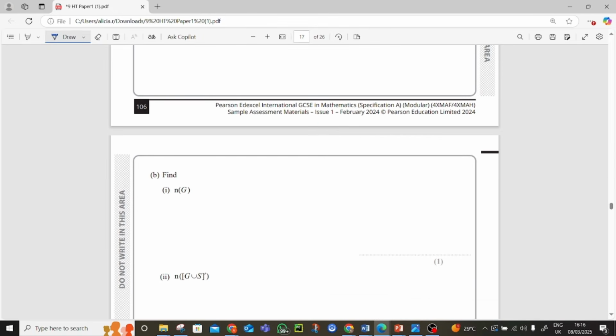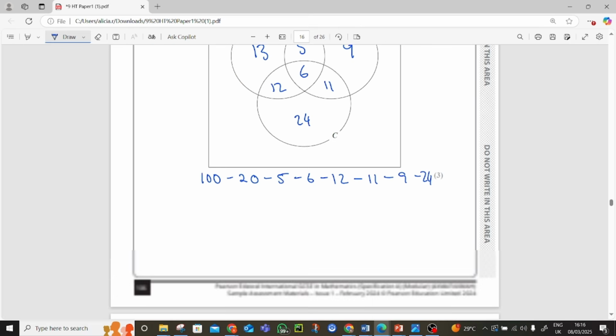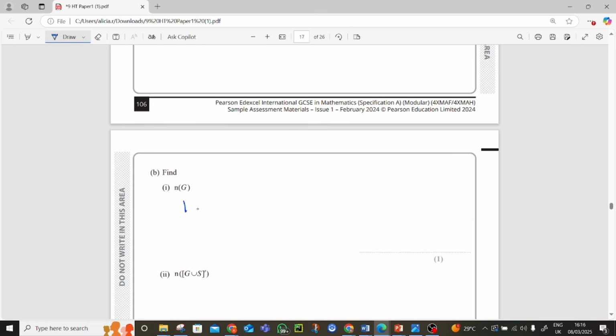Okay, now we have some questions. The number of farmers that have goats. So the number of farmers that have goats is going to be 13 plus 5 plus 6 plus 12. And that is 36.